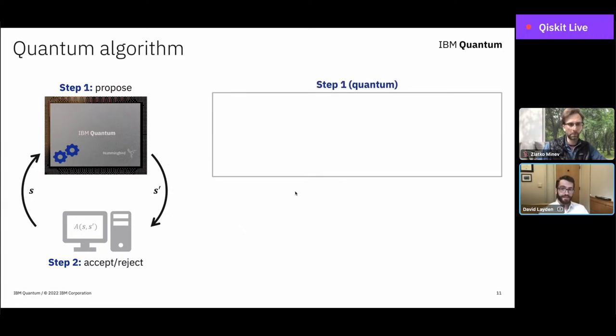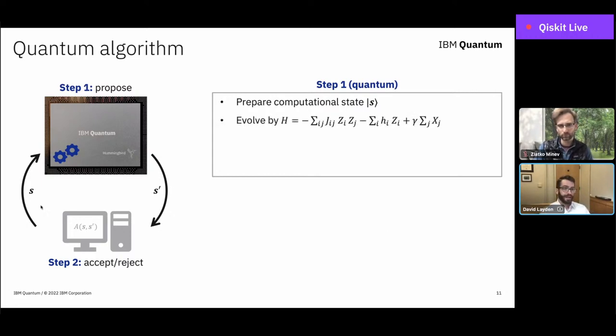So specifically in step one of this algorithm, if the current state of your Markov chain is some bit string S, you go to your quantum computer and prepare the corresponding computational state. You then simulate evolution by the following Hamiltonian, which is a transverse field Ising model or a quantum Ising model corresponding to the classical problem instance that you're dealing with. In other words, these J's and H's are just the ones given to you in the problem instance. If you were a condensed matter physicist, you might call this a quench experiment.